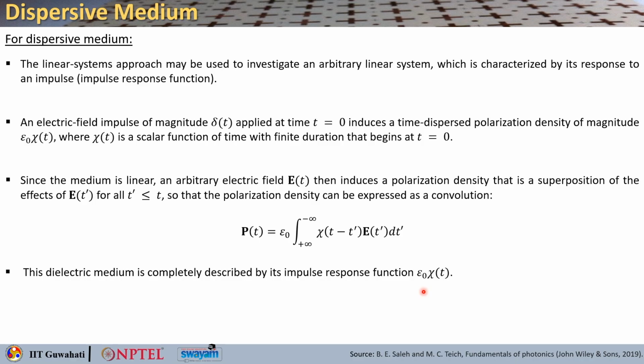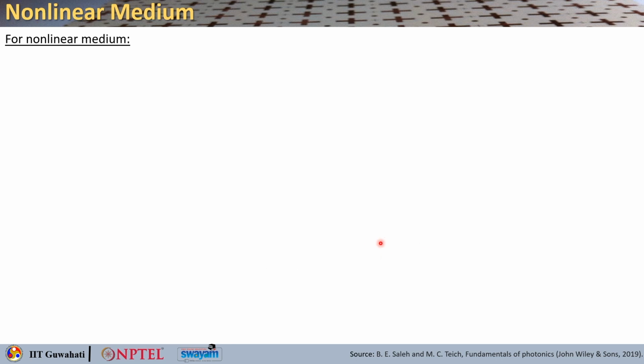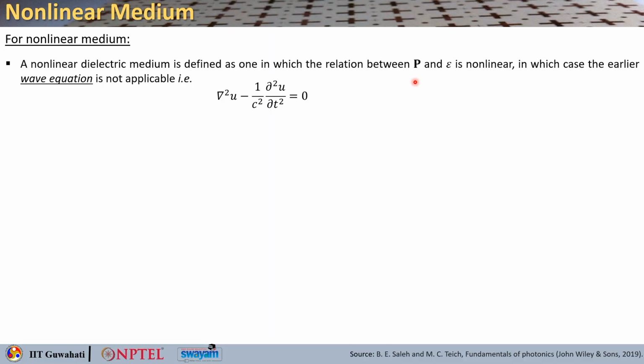For magnetic media, under similar assumptions, the relationship between the magnetization M(t) and magnetic field H(t) will be very similar to the convolutional equation that you have shown here. Now we move to nonlinear medium. A nonlinear dielectric medium is defined as one in which the relation between P and E is nonlinear, in which case the earlier wave equation is not applicable. That means this is not applicable.